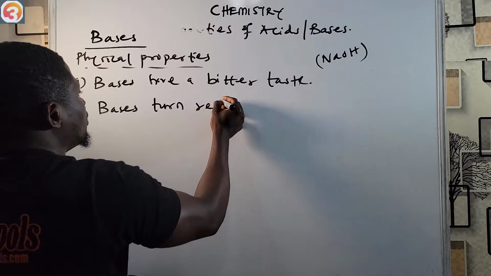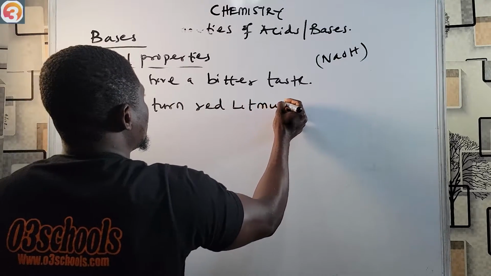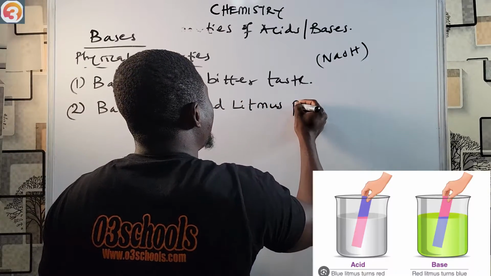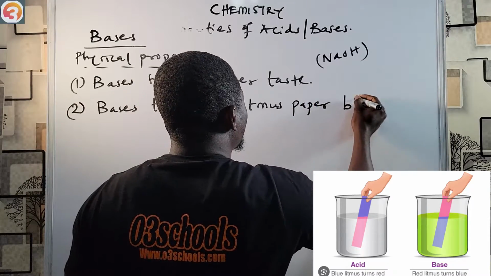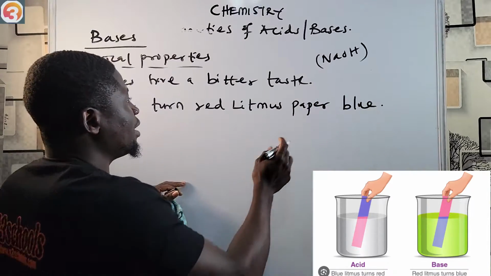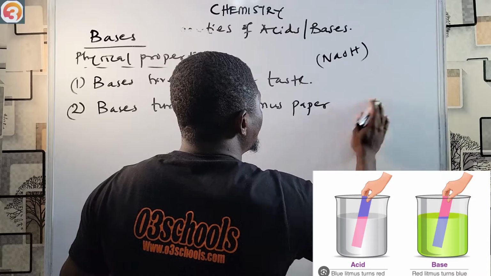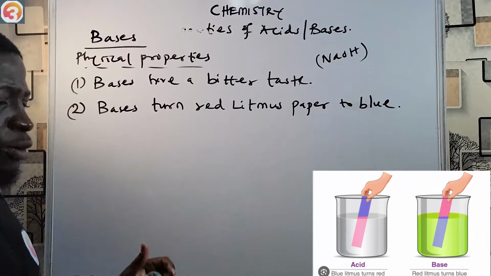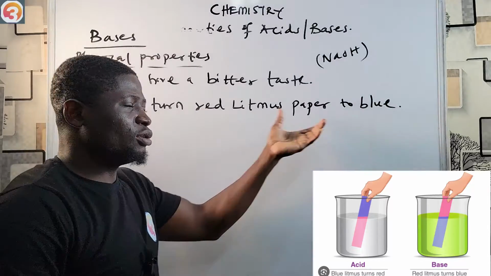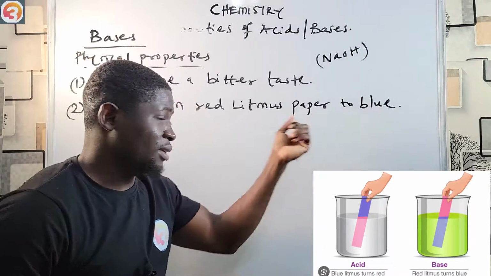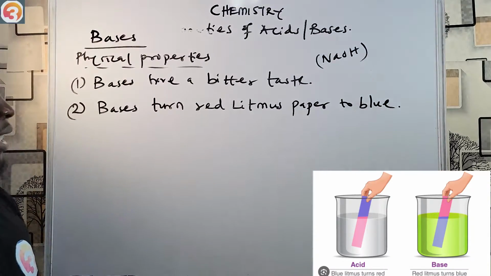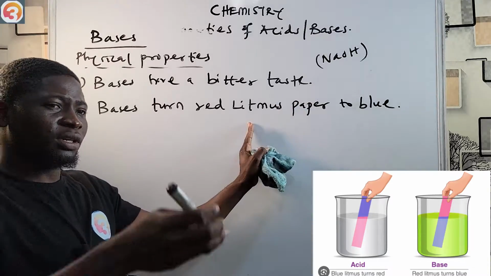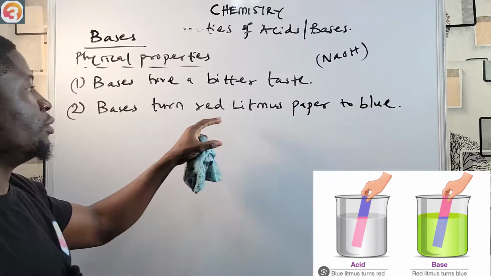turn red litmus paper blue, right? So they turn red litmus paper to blue. Let me write it. To blue. All right, so once a base comes in contact with a red litmus paper, it turns it to blue, showing its basic property. All right, so they turn red litmus paper blue. Acid turns blue to red, right? Bases turn red to blue.